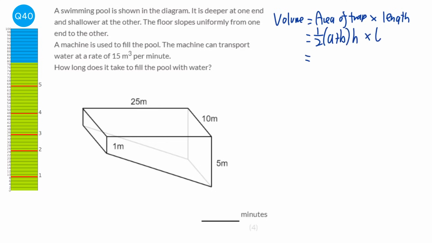Now a and b are the 2 parallel sides, which will be this one and this one. And then the h is the perpendicular line that hits both of them at 90 degrees. So what perpendicular means, between the bases. So this will be the 25 meters here. So it's going to be half, and then we're going to add 1 and 5, times that by 25. The length is how 3D it is, so it would be that 10 there. So we're going to times that by 10, and that will give us 750. So it's 750 meters cubed.